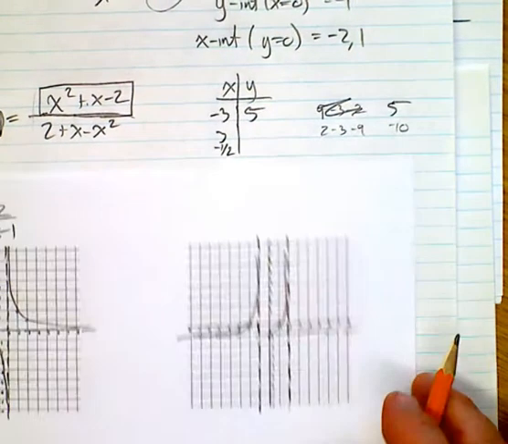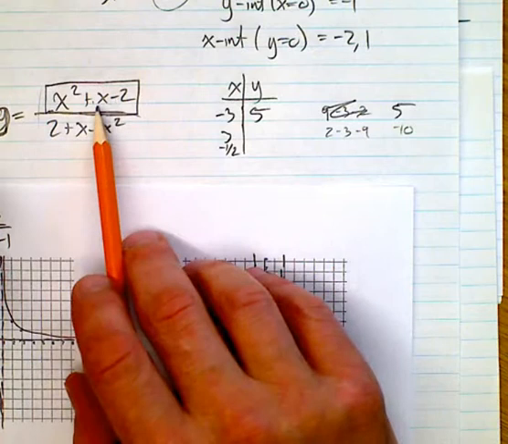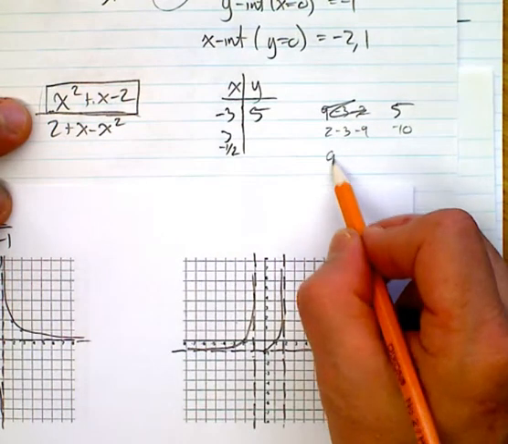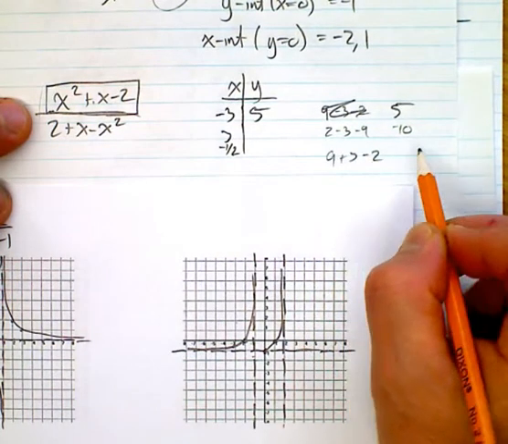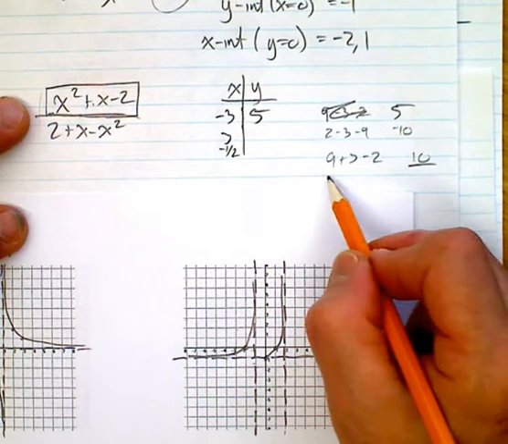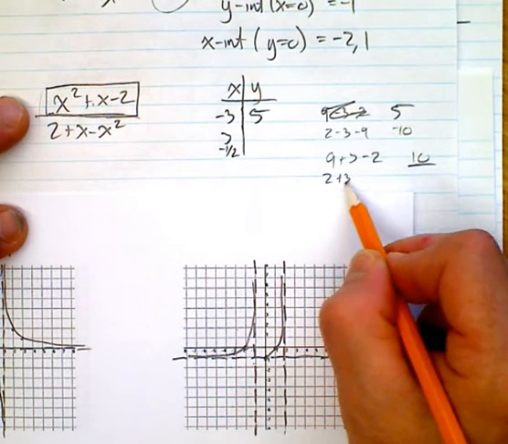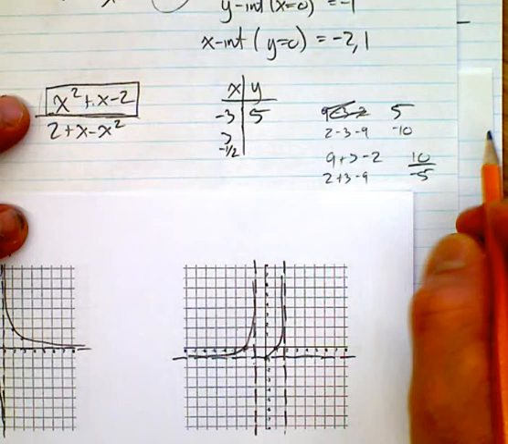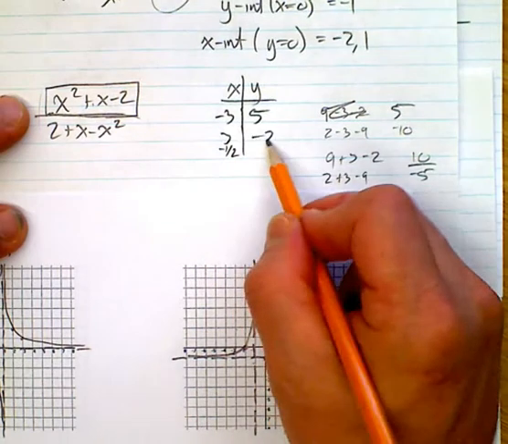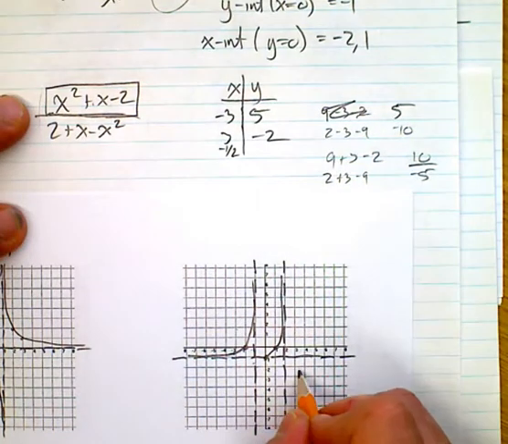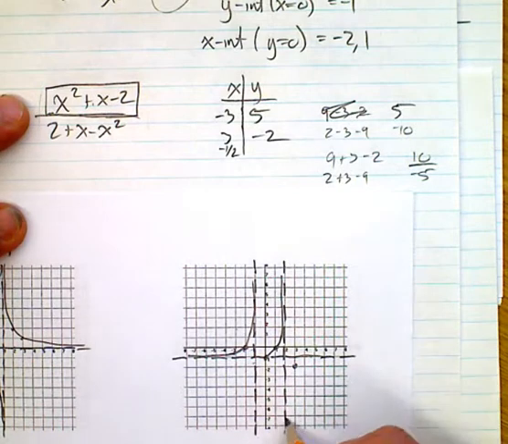We haven't finished with 3 yet, though. That becomes 9 plus 3 minus 2, which is 10. And that's 2 plus 3 minus 9, which is negative 5. So that becomes negative 2. So when you're at 3, you're down at negative 2. So you can see that your graph is underneath here.